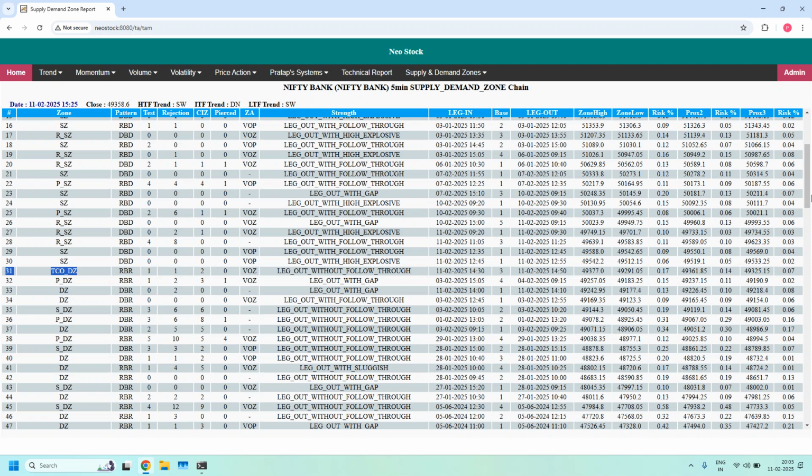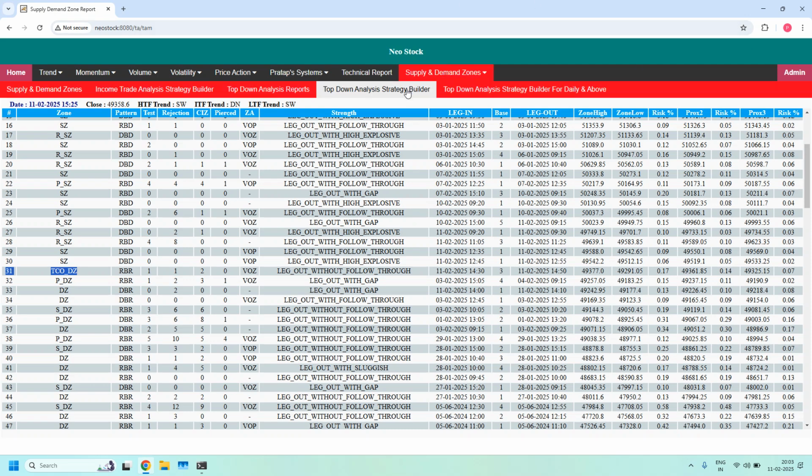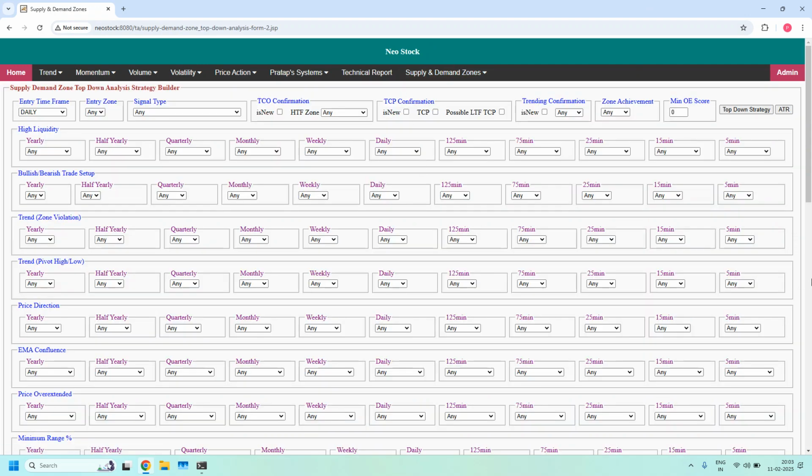Next we will generate income trade reports, bullish and bearish trade setups for all the 4 income trades: monthly, weekly, daily and hourly income trades. Let me start with monthly income trade.